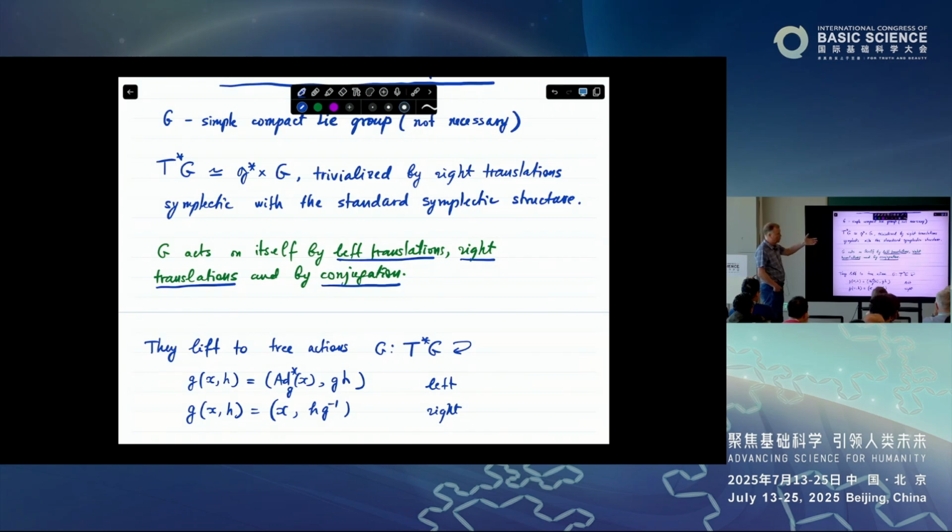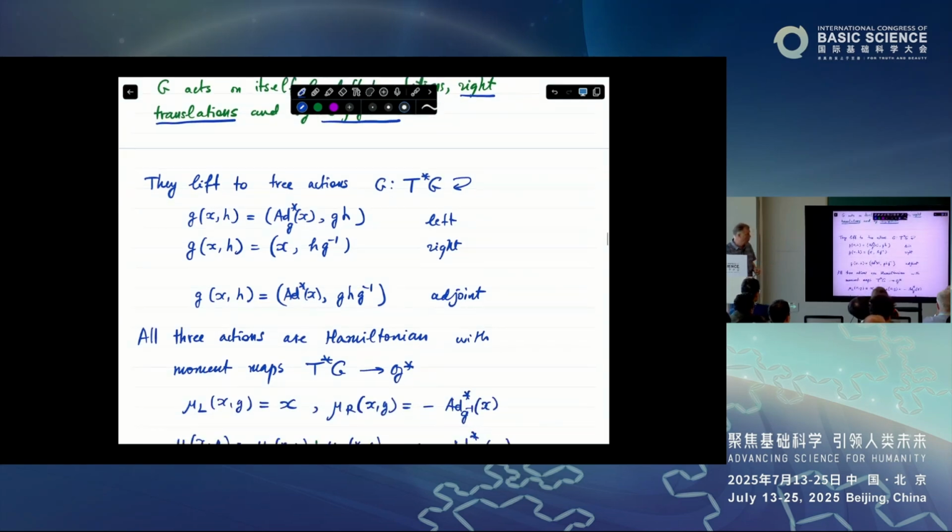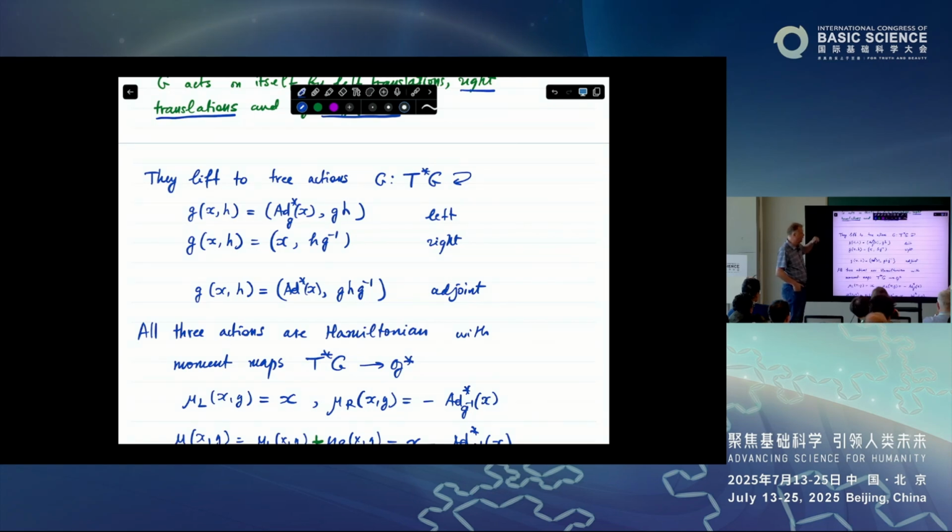So G acts on itself. There are three actions: left, right, and their composition, the action by conjugation. All of these actions can be lifted to an action on the cotangent bundle. After this trivialization by right translations, consider the group element acting on the pair (X, H), with X in the dual space to the Lie algebra and H in the group. The left action is this; the right action is trivial on X, because we used it for the trivialization of the cotangent bundle. And then the adjoint action is just this. This is the adjoint action of H.